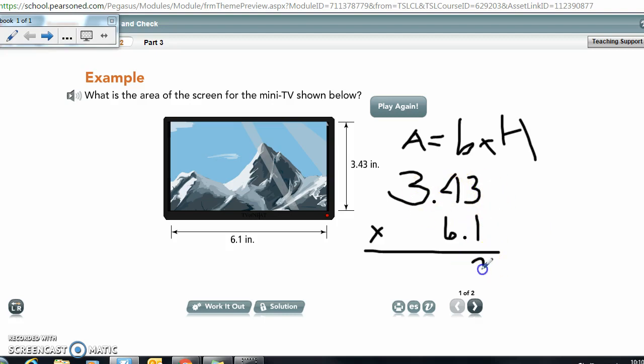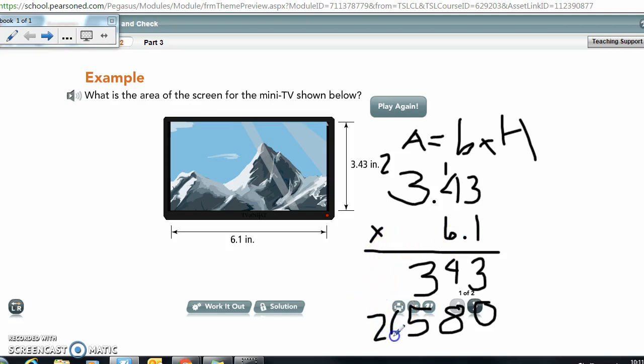3 times 1 was 3. 4 times 1, 4. 3 times 1, 3. Now, what do I need to do? 0 is a placeholder. 6 times 3 is 18. For my 1. 6 times 4 is 24, plus 1 is 25. 6 times 3 is 18, plus 2 gave me 20. Go ahead and add all of these together.